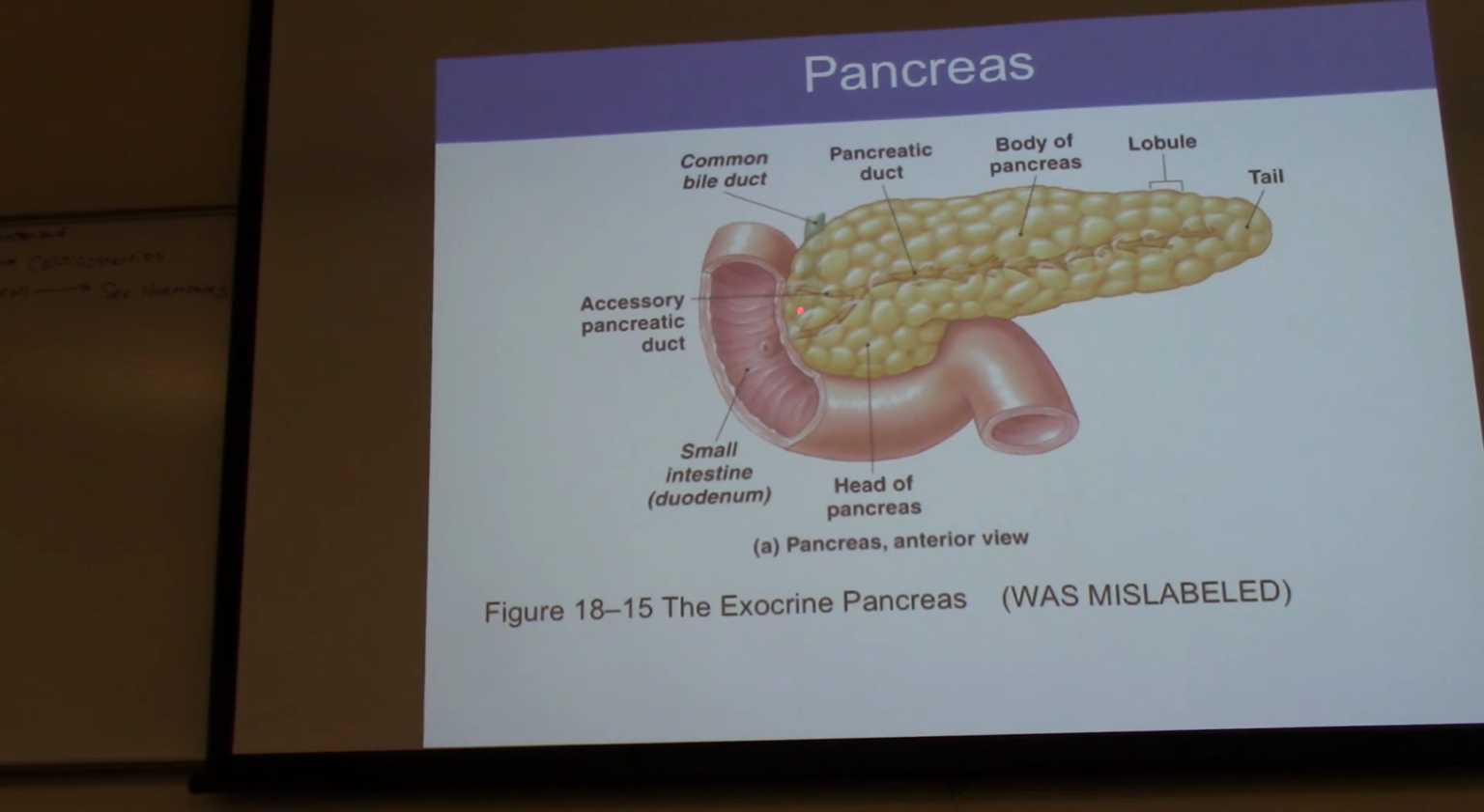Here's the common bile duct coming down from the liver. The bile duct and the main pancreatic duct both enter into this little opening called the duodenal papilla. The pancreas makes about 1 liter of fluid a day. The bile makes about 1,500 cc's of fluid a day, and they both dump in here to mix with your food in the duodenum. The duodenum is the first part of the small intestine right after it leaves your stomach.